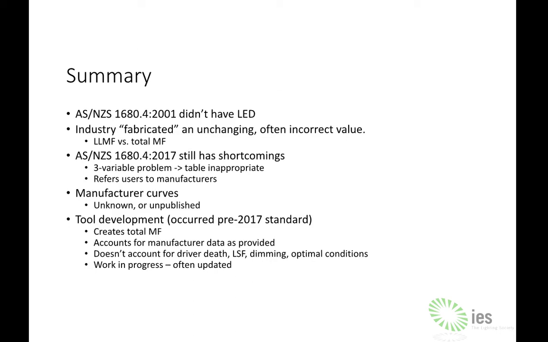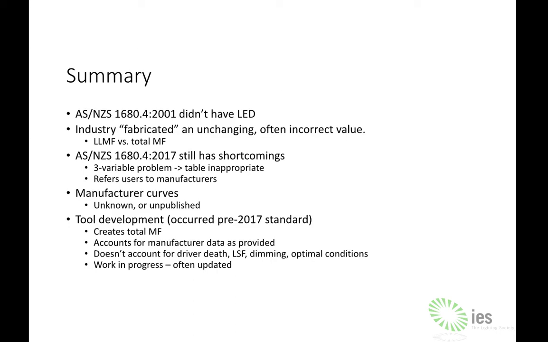So I developed a tool. It occurred pre-2017 standard, so I didn't know what the 2017 was going to say, but it creates a total maintenance factor. It's not a perfect tool. I know its shortcomings, but it accounts for the manufacturer data as it's provided to me. When everyone gives me a 100,000 hour L90 B10 fitting, or whatever ratings they give me, I can compare them all equally. While one person has curves, not everyone has curves, and then I can't compare the one with curves against the ones that don't have curves. I somehow have got to compare people generally.